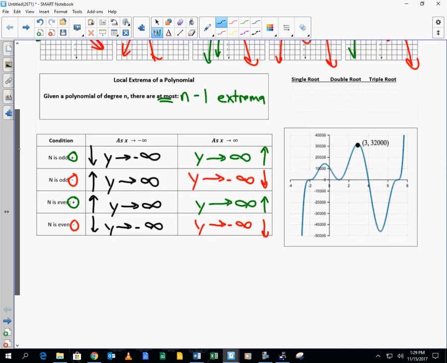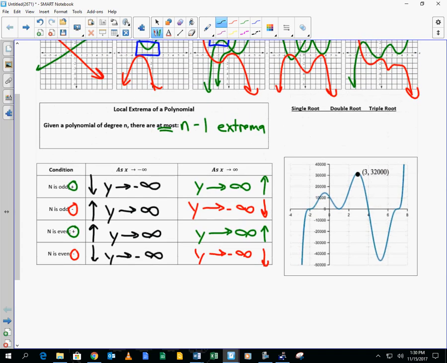Now, you don't have to memorize that chart. What you do need to keep in mind is this. If it's positive, it ends going up. If it's negative, it ends going down. If it's even, it starts the same as it ends. If it's odd, it starts opposite of how it ends. That's the line of logic, and we'll work through that, and trust me, you'll be able to figure it out.